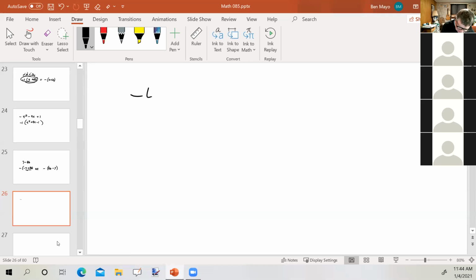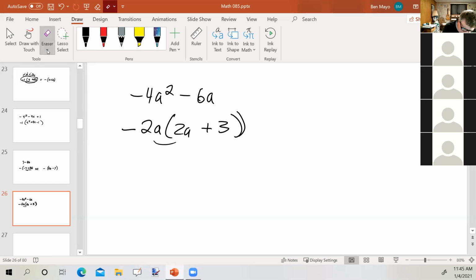Let's see here, -4a squared minus 6a. We're going to factor out the greatest common factor. And since the leading term is negative, we're going to factor out a negative greatest common factor, which would be -2a. Left over, let's see, I'd have what? 2a plus 3. Here, we can move that over a little bit closer. Like that. Any questions there? All righty.